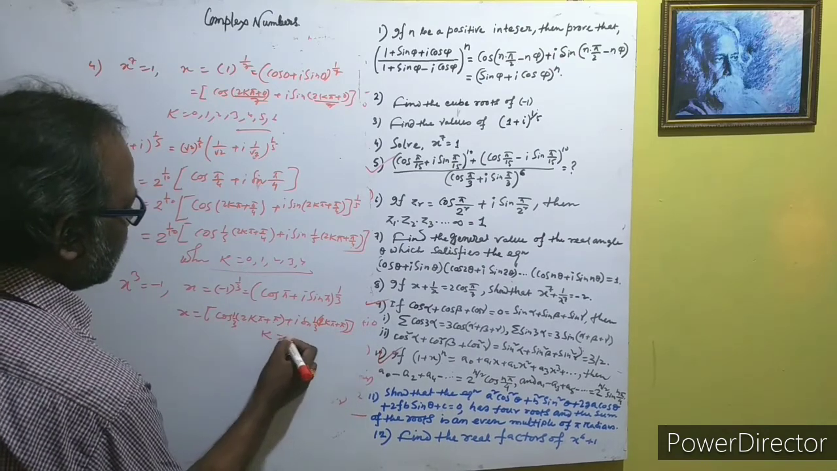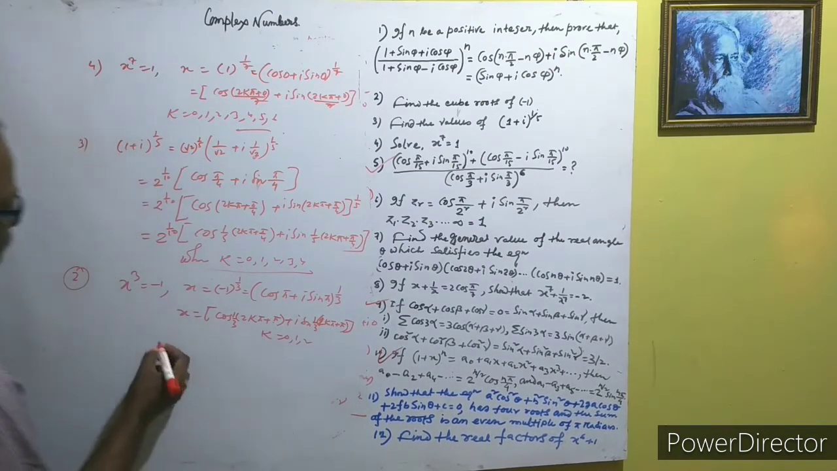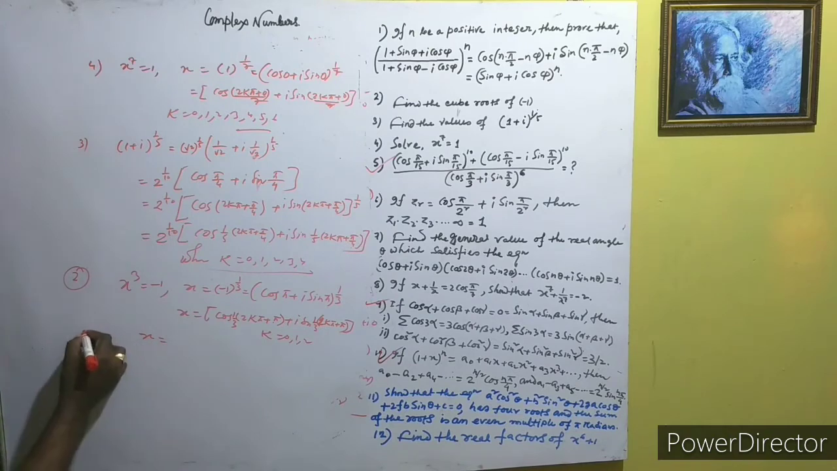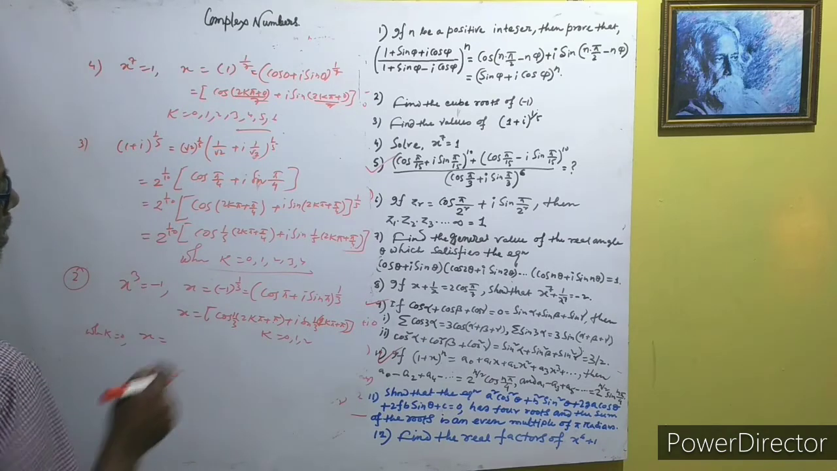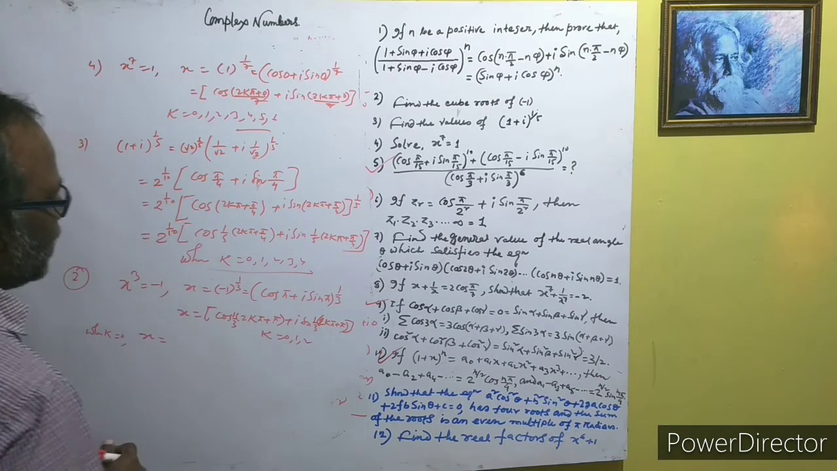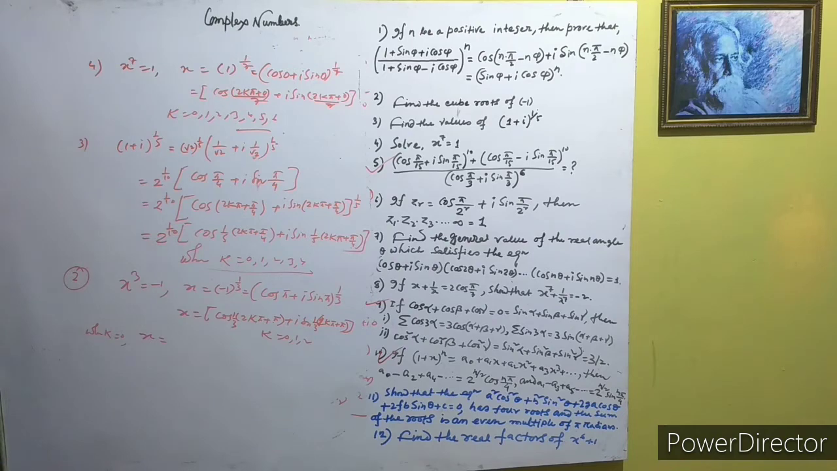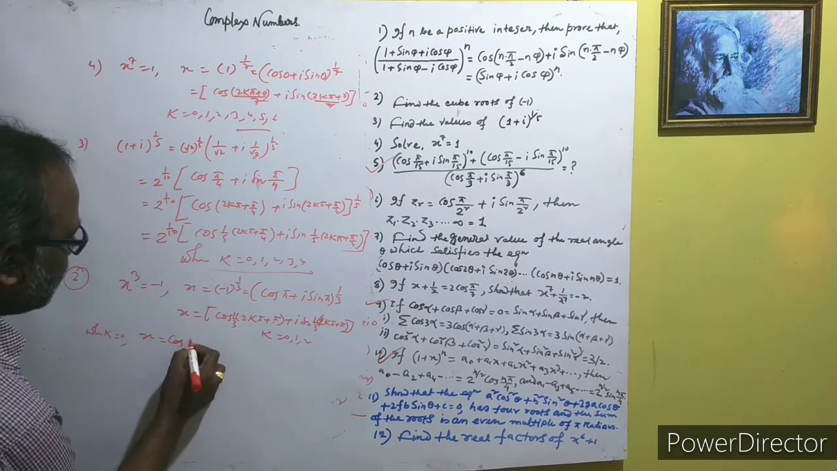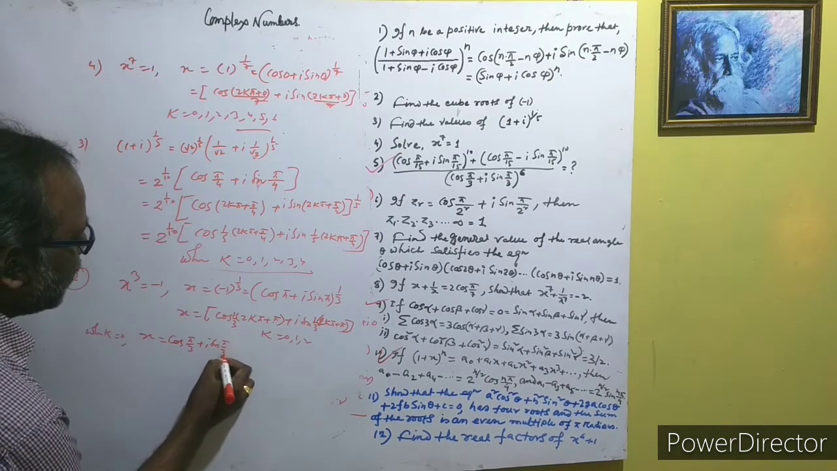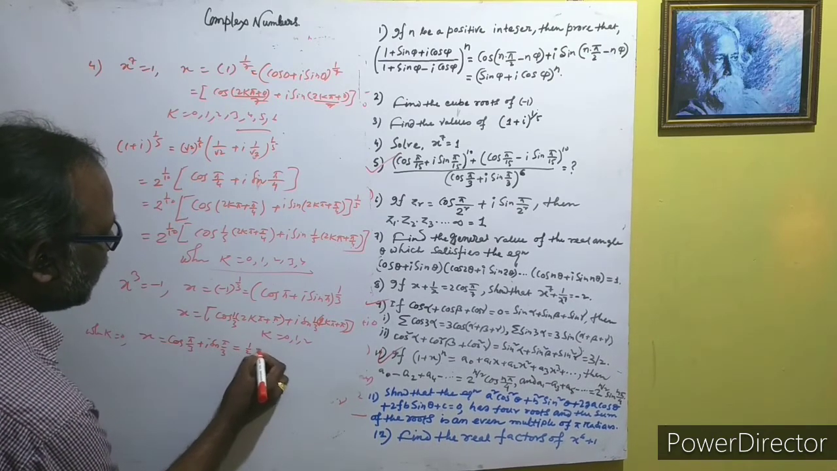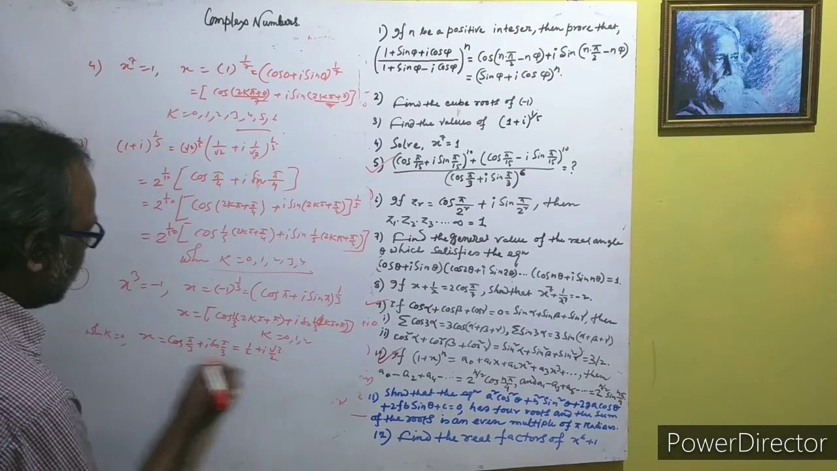So if you put k equal to 0, 1 and 2, then you get the solution. When k equal to 0, then x is equal to cos pi by 3 plus i sin pi by 3. See, this is cos 60, which is half, plus i into root 3 by 2.